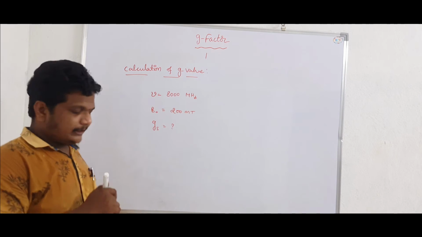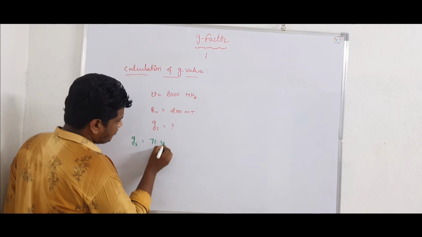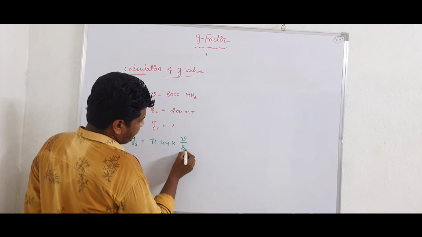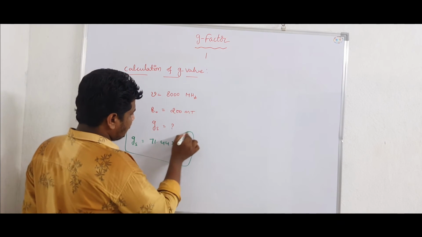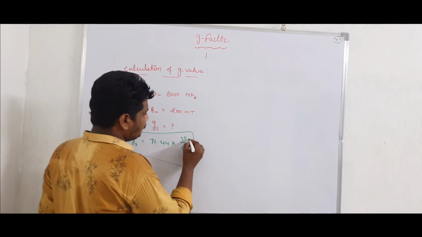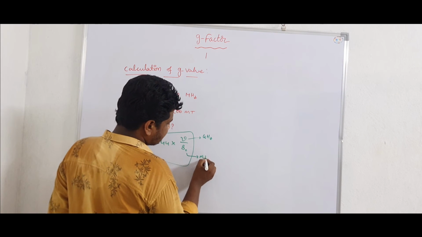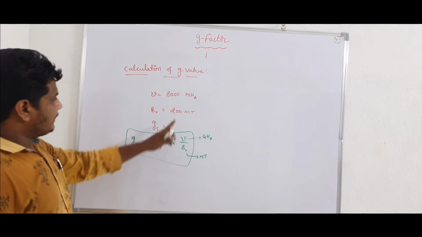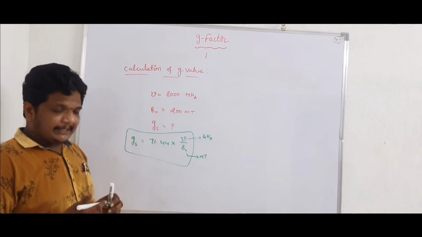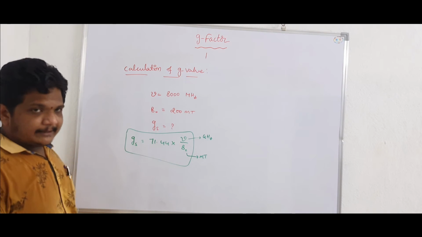Now we know that g_s is equal to 71.44 into nu by B naught. This is the formula which we already know from the previous one. Here nu is in gigahertz and B naught is in milli Tesla. There is no problem regarding B naught, but here they have given nu in megahertz, so we need to convert that megahertz into gigahertz.